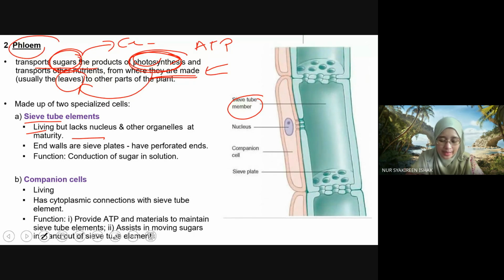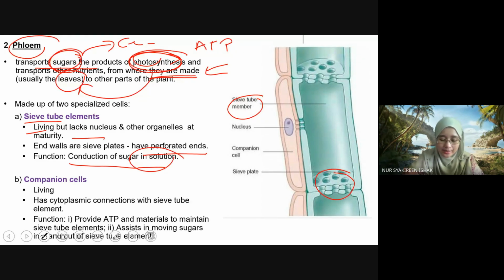So end walls are sieve plates. So these are sieve plates. Maksudnya dia, daripada satu sel sieve tube elements ke another sieve tube elements ni, they are perforated. So they have pores for the transportation of all those sugars. Okay. So the walls as sieve elements are perforated. Ada lubang-lubang kan, perforated. Function to conduct sugar kan, to conduct sugar from one part of the plant to another part of the plant in solutions.